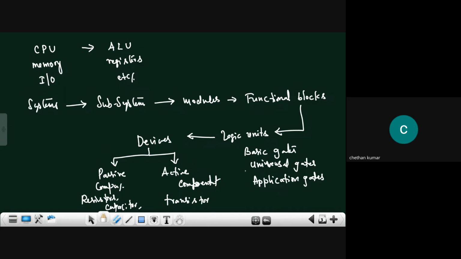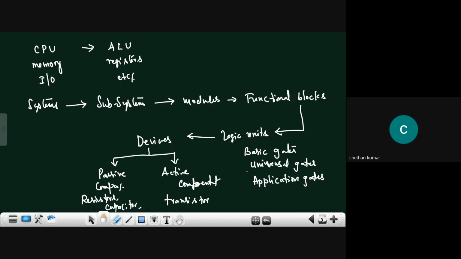And some cells are there, like retention cells, isolation cells, always-on cells. Those relate to what? Power controlling. And a few cells are used for clock controlling. Clock gating cells are there. Cells are broadly classified into different classes.